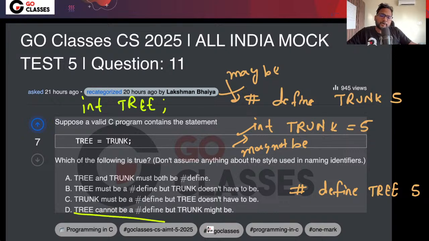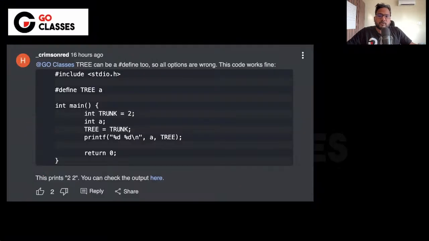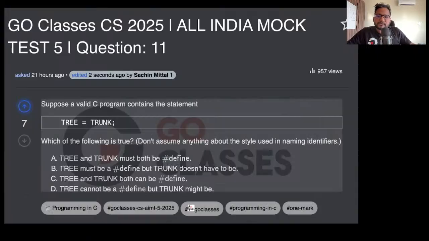So actually in this particular question, it should be marks to all, because I intended to ask something else, and it happened to ask something else. So basically it will be marks to all. One of the students actually commented the same thing, and I really appreciate this comment. But if I just change the option and say that tree and trunk both can be #defined, then in that case C is the correct answer. With this changed option, C is the correct answer. Both can be #defined.